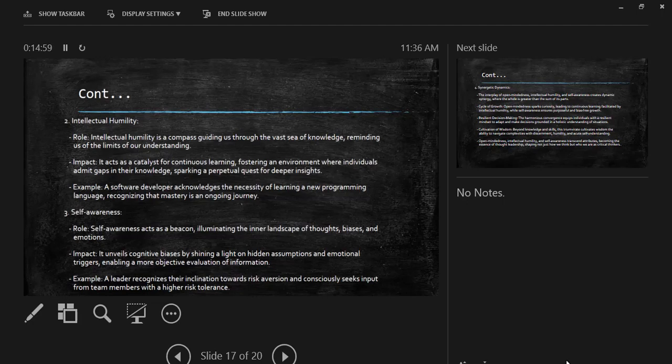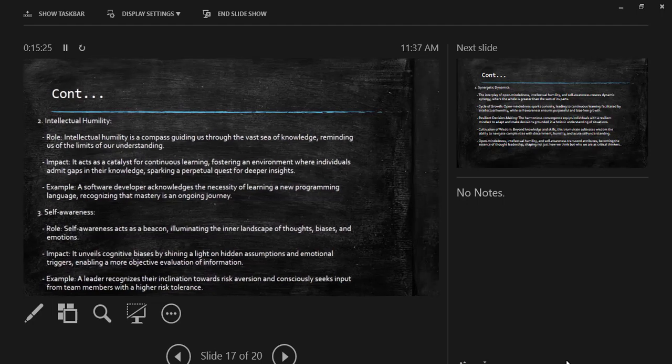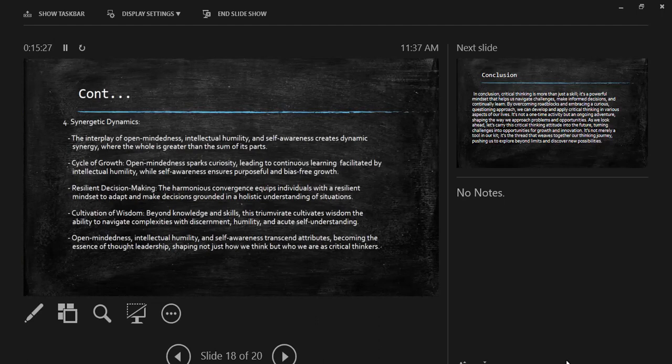Self-awareness. Self-awareness asks us to illuminate the inner landscape of thoughts, bias, and emotions. Its impact is to unveil cognitive biases by shining light on hidden assumptions and emotional triggers, enabling a more objective evaluation of information. Example: a leader recognizes an inclination towards risk aversion and continuously seeks input from team members with a higher risk tolerance.